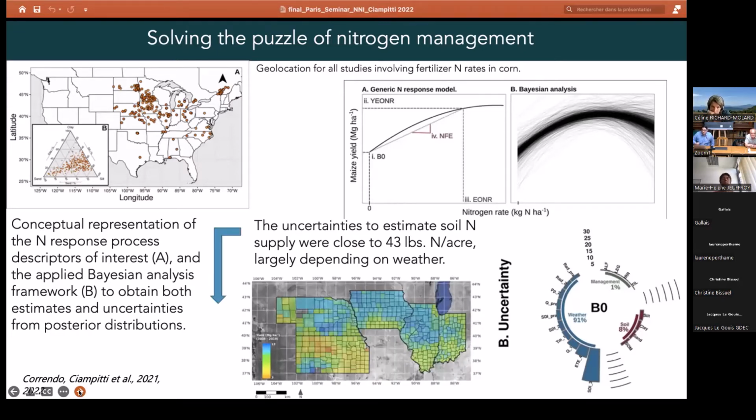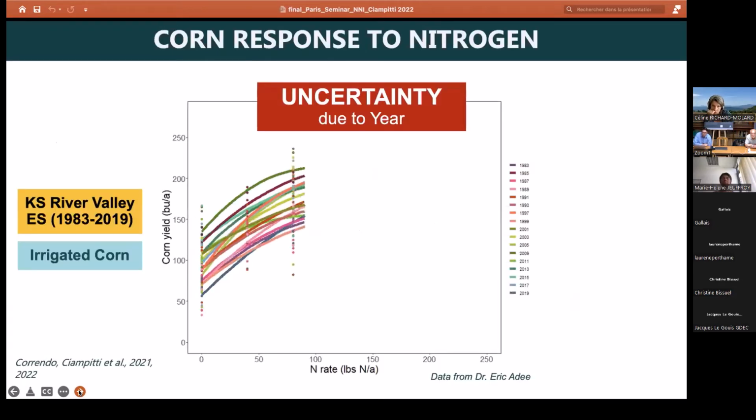Okay, and it's wrong because we don't know the weather. We never know the weather that will occur in the next 3 months. And this is an example of uncertainty.